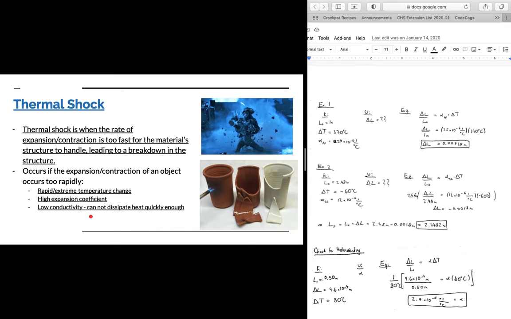So let's say you have an object that is being frozen, okay? If that object has a low conductivity, it's not going to be able to dissipate heat quickly enough, all right? So as a result, you have this problem of it's trying to be frozen, it's trying to give off heat, but it cannot do that. So as a result, because the low conductivity can't dissipate that heat quickly enough, it's going to shatter. Its materials or its structure is going to be compromised, okay? So let's take a look here at thermal shock then.